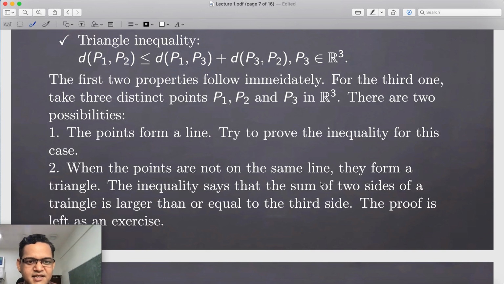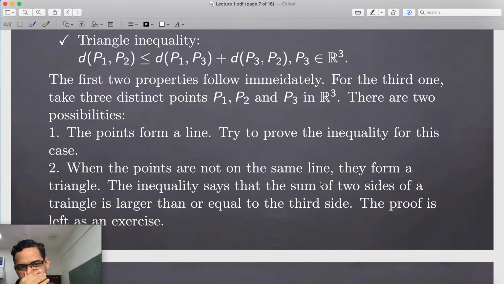It says that you take any 3 points, P1, P2 and P3. Then the distance between 2 points you take, say P1 and P2, is always going to be less than or equal to the sum of the distances between the other 2 pairs. Okay, so P1 P3 and P3 P2. So how do you do it? What you have to do is basically draw 3 points.